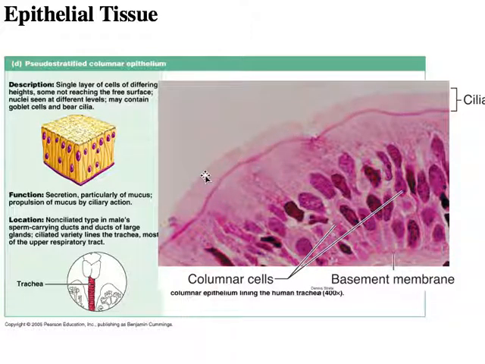Okay, so you'll find pseudostratified columnar epithelium lining your respiratory passage. That's usually the place where we think of pseudostratified columnar epithelium being present.